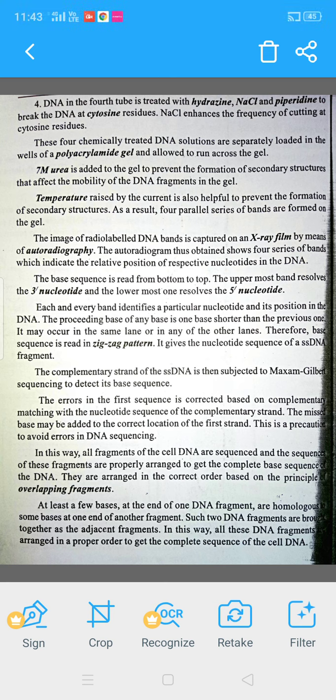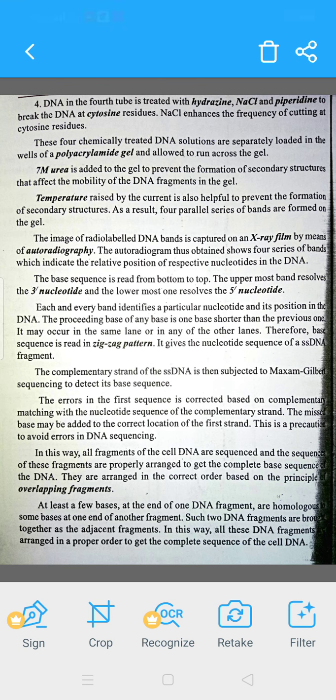The autoradiogram thus obtained shows four series of bands which indicate the relative positions of the respective nucleotides in the DNA. The base sequence is read from bottom to top. The uppermost band resolves the third nucleotide and the lowermost one resolves the fifth nucleotide. Each and every band identifies a particular nucleotide and its position in the DNA.